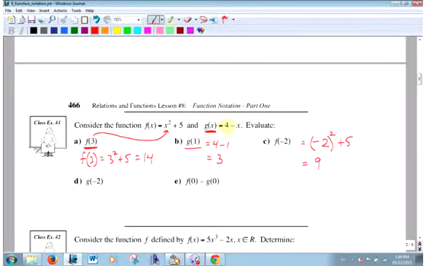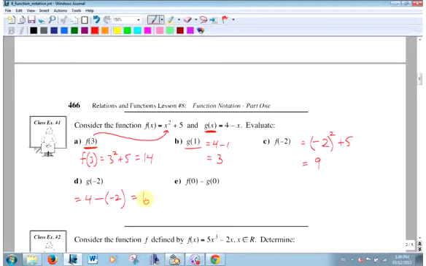Okay, g of minus 2. I'm going to put g of minus 2 in my g of x function. 4 minus. Anytime you substitute, you should use brackets. Okay, it's not 4 minus 2, it's 4 minus minus 2, which means we add those, and that's 6. Okay?